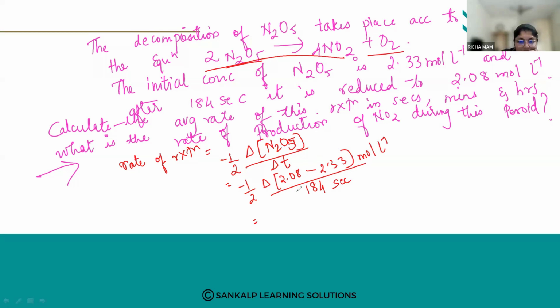First you find the difference. Take 2.08 minus 2.33. I'm getting minus 0.25. Minus of this is plus, so this becomes plus 0.25. Then 2 into 184 becomes 368. So 0.25 divided by 368. It is 0.